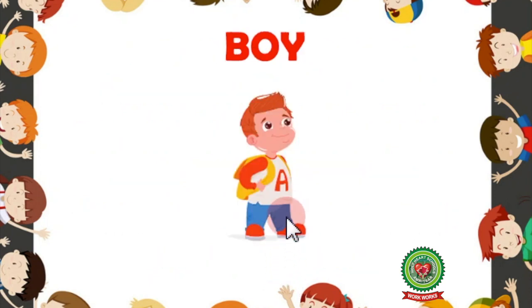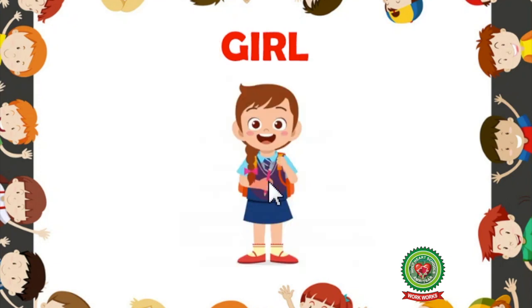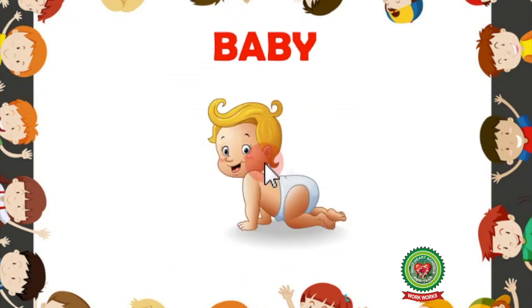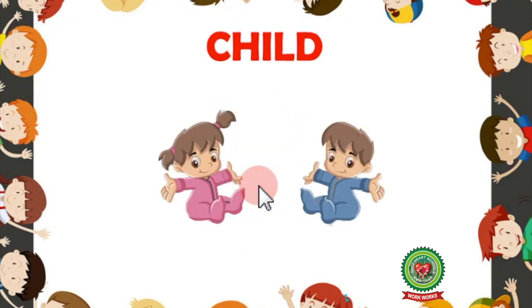Yeah, he is a boy. B-O-Y, boy. Boy is name of a person. Girl. G-I-R-L, girl. Girl is also name of a person. Baby. B-A-B-Y, baby. Baby is name of a person. Child. C-H-I-L-D, child. Child is name of a person.